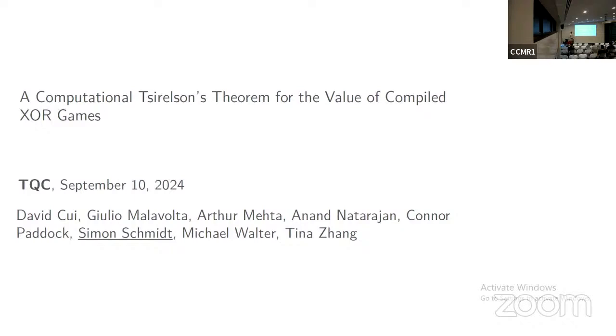XOR games are non-local games, and then there are compiled non-local games. So we have a compilation procedure for non-local games, and the Tsirelson theorem will just be an upper bound on the winning probability for the compiled XOR games. Okay.